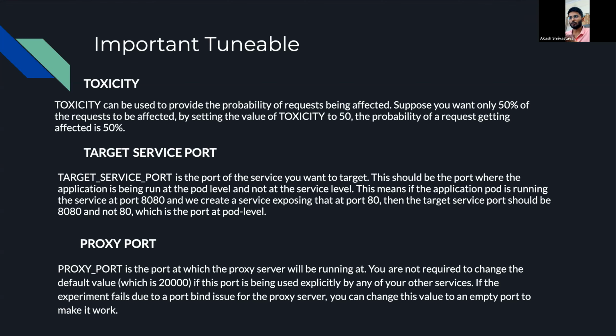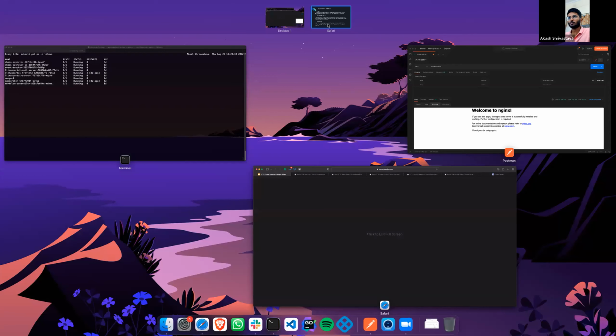Another is the proxy port. This is the port through which the request will be routed to do the modifications of the requests and responses. It is by default set to port 20000, which in most scenarios is an empty port not bound to anything. But if you have something bound, or if you want to provide a specific proxy port, you can use this environment variable to do that. So this is the basic information of HTTP chaos.